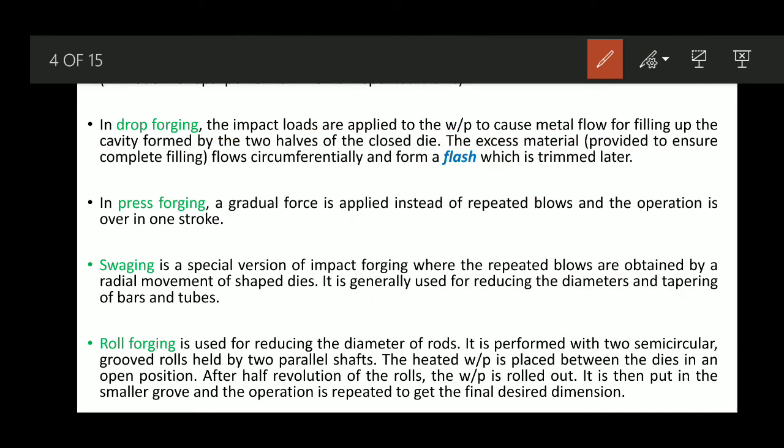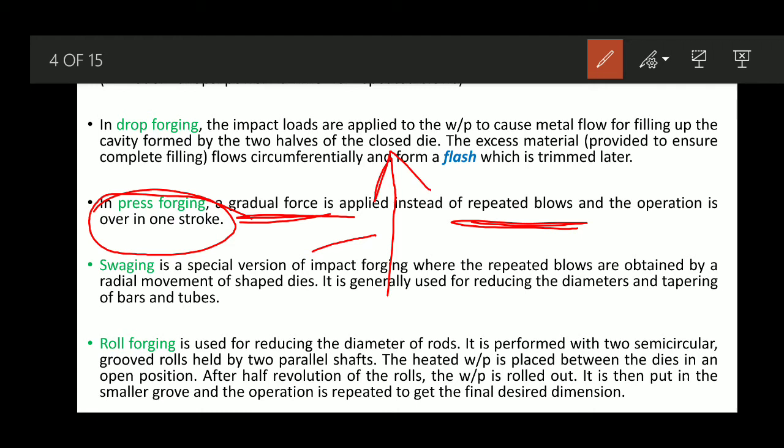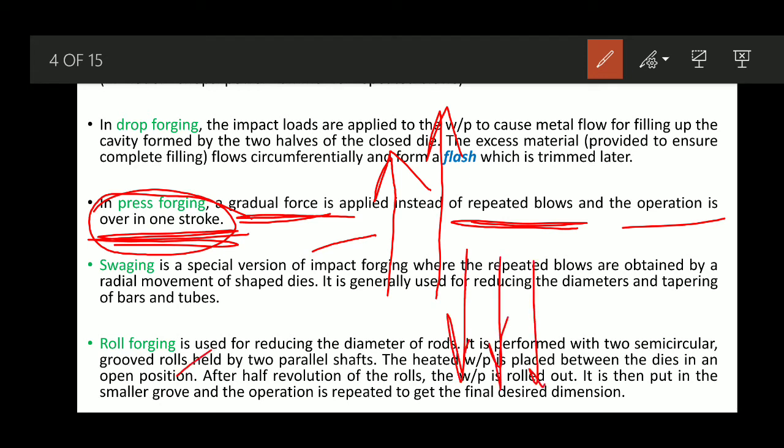Now what is press forging? In the case of press forging, it is gradual force which is applied instead of repetitive blows. The operation is over in a single stroke. That is the advantage of press forging. We will keep on increasing that particular force gradually, and the process takes some time, and the operation is over in a single stroke. It's not like repetitive hammering, but continuously the force will keep on increasing, and in the end we are going to get the final shape.